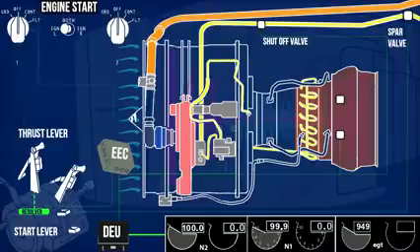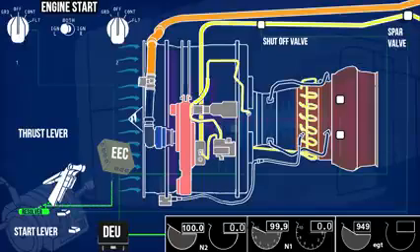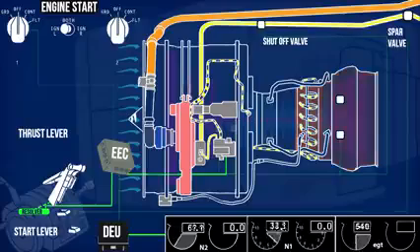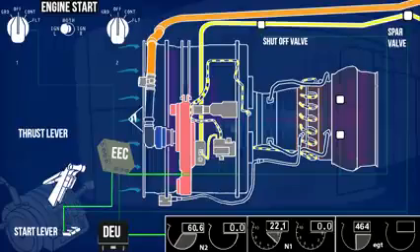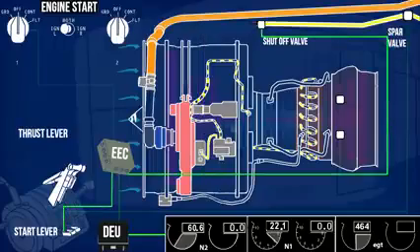To shut down the engine, move the thrust lever back to idle. This will decrease fuel flow for combustion, and the engine will go back to the idle speed. Then move the start lever to cutoff. This will stop the fuel flow, and the engine will gradually come to a halt.